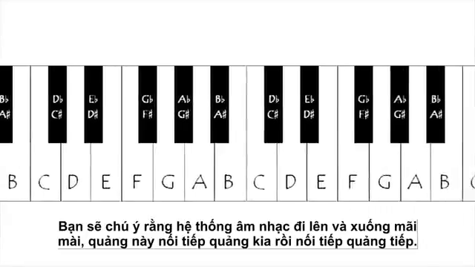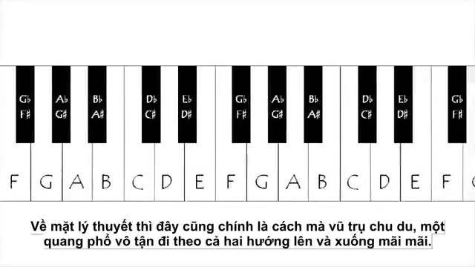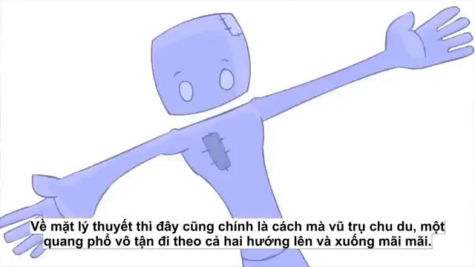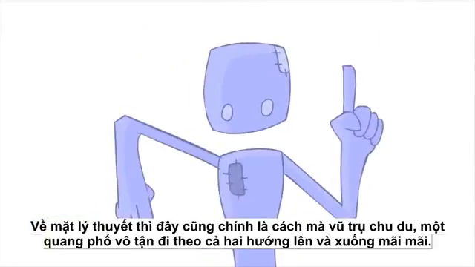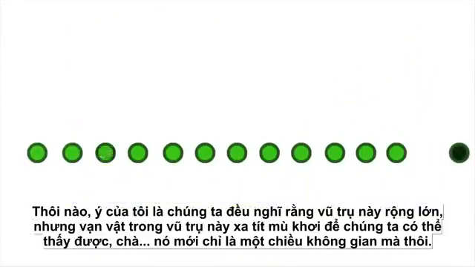You'll notice now that the musical system goes upwards and downwards forever, octaves over octaves over octaves. Theoretically, this is how the universe goes too, an infinite spectrum of universes in both directions going upwards and downwards forever. I mean, come on, we thought our universe was big, but everything in our universe, as far as we can see, well, that's just this one dimension.